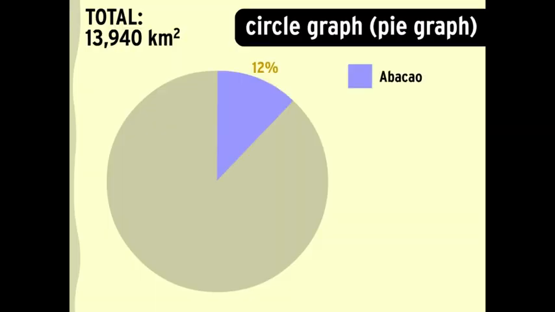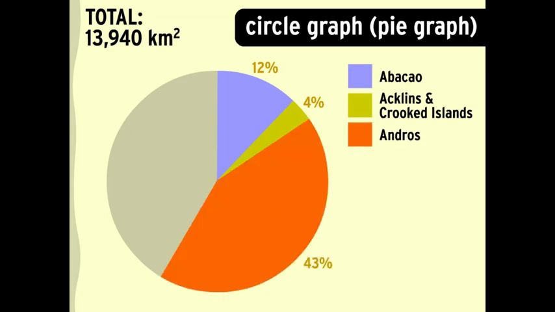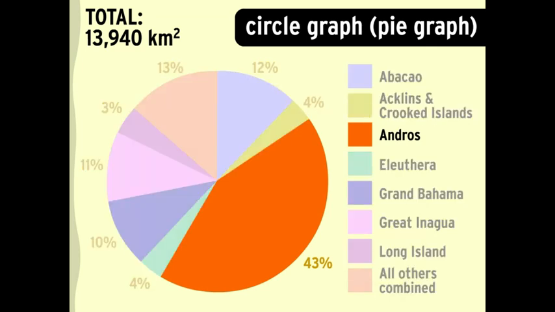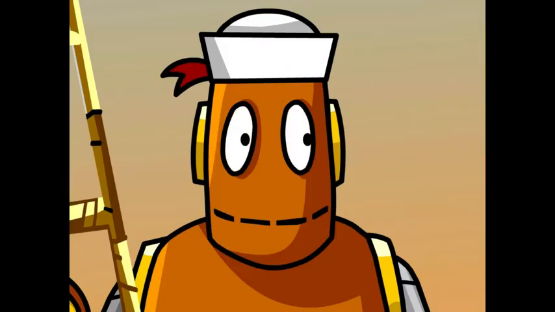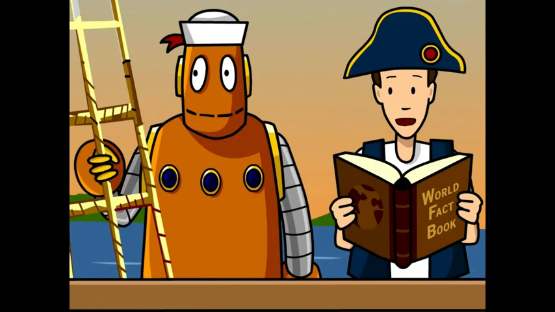Right, the island of Abaco has 1,680 square kilometers, Acklins and the Crooked Islands have 520 square kilometers, Andros has 5,960, and so on. Andros Island has the largest slice, so I guess it's the island with the largest area. Off to Andros, my good man.